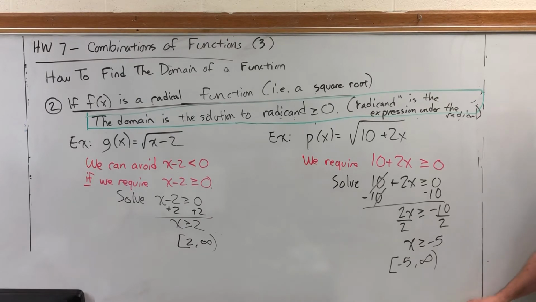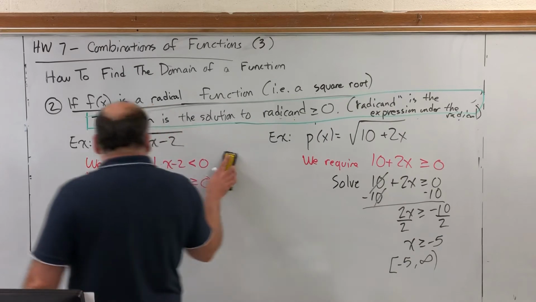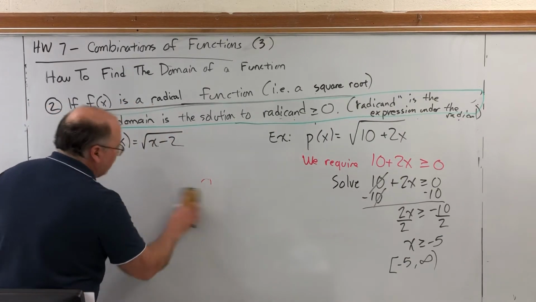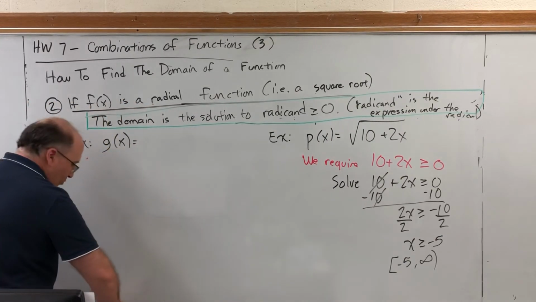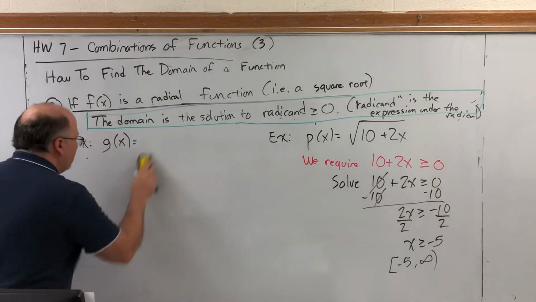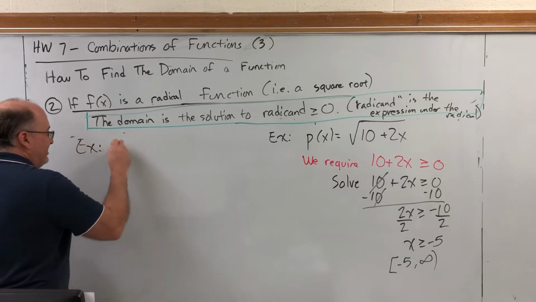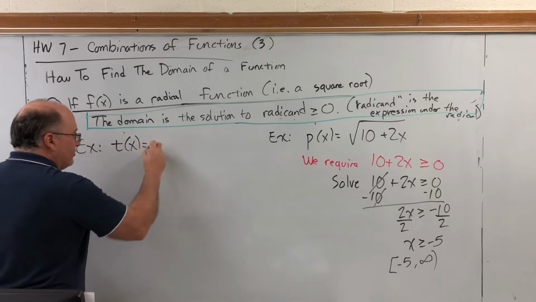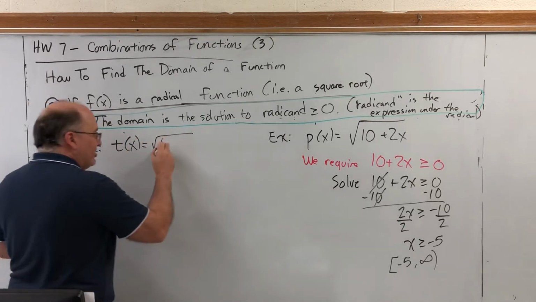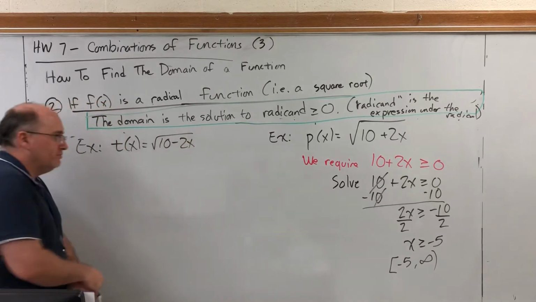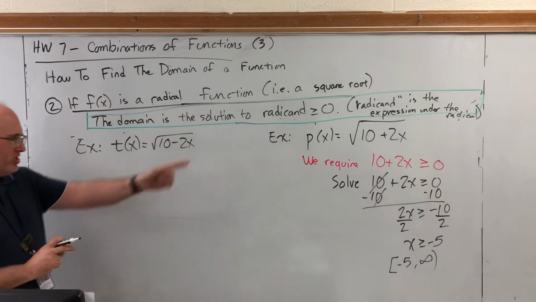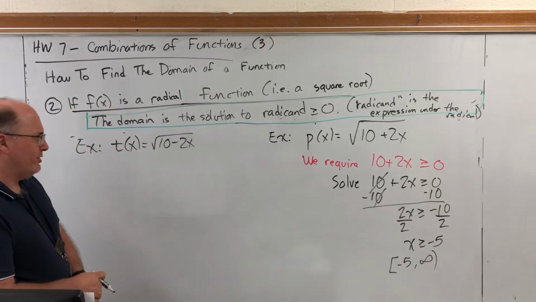Well, I didn't set this one up the way I wanted to. I wanted to have a sign flip. So I'm going to improvise real quick and make up a domain problem involving a square root where the sign is going to flip. Let's say that t of x is equal to the square root of 10 minus 2x, which is what I originally was going to use for the second example, and for some reason changed my mind.